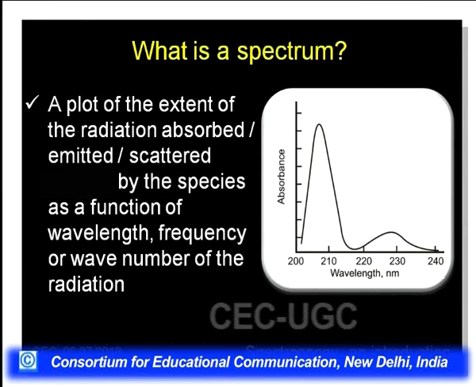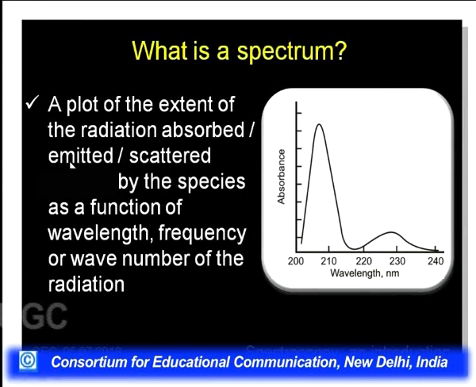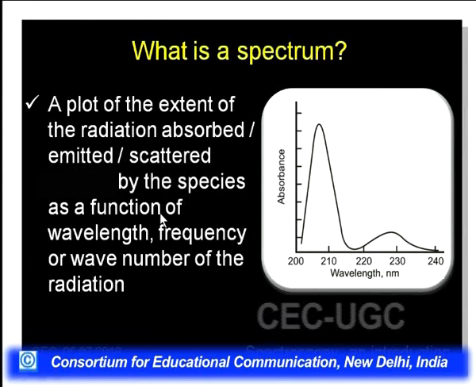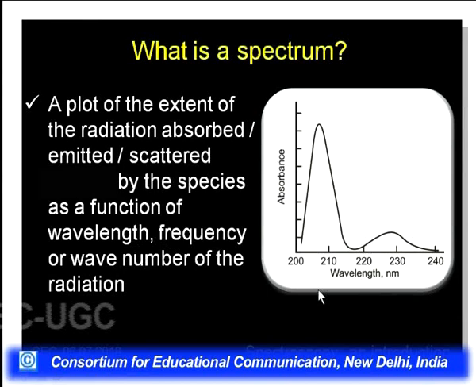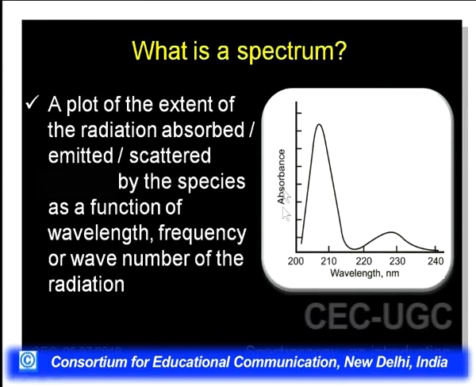Okay, so let's understand what a spectrum is. A spectrum basically is nothing but a plot of the extent of absorption, that means radiation absorbed, emitted or scattered, as a function of the frequency or wavelength of the radiation. Okay, so let's look at this spectrum here. What we see is this axis happens to be absorbance, and this is the wavelength over there.